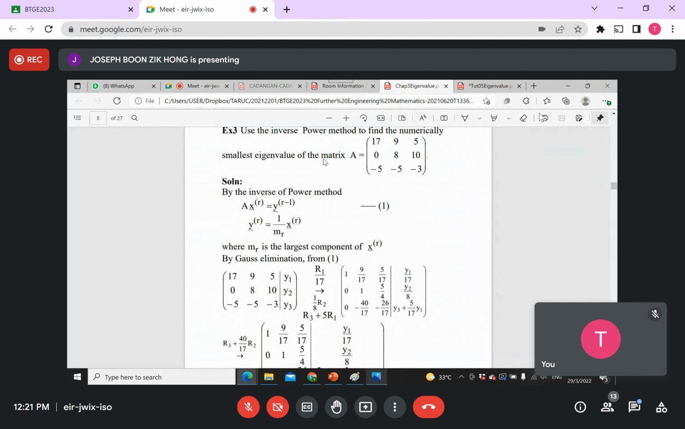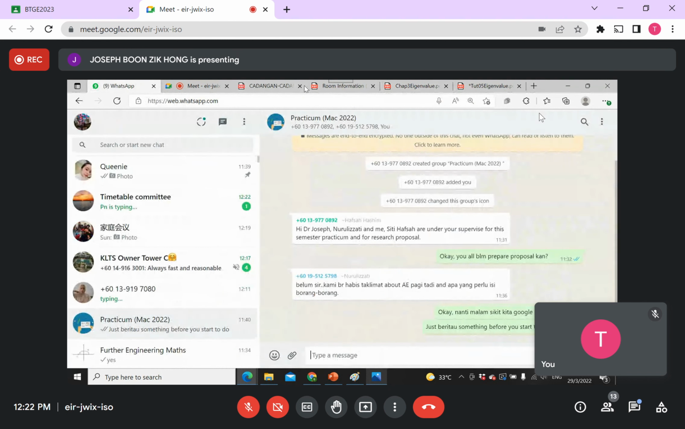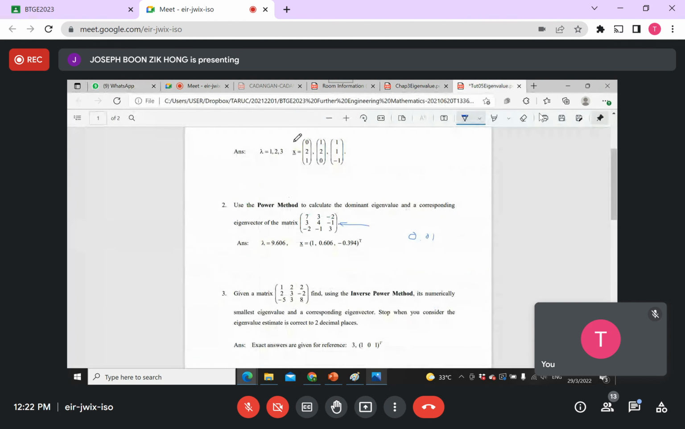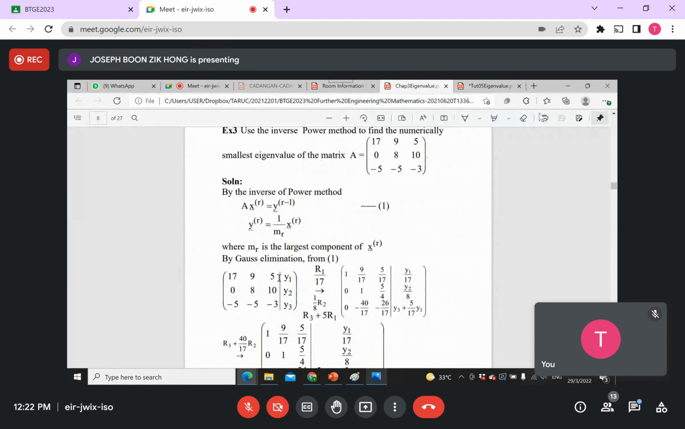Okay, so the inverse power method. Now let's see how we're going to find the smallest eigenvalue by using the inverse power method. So what is the inverse power method? Basically we use this one, but we need to find the y first. How are we going to find the y? Let's say we use Gauss elimination. Still remember what is Gauss elimination? Anyone still remember what is Gauss elimination?